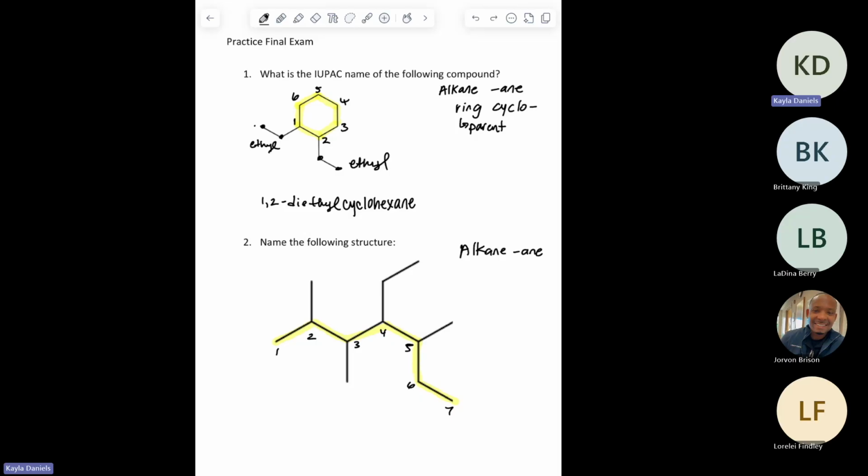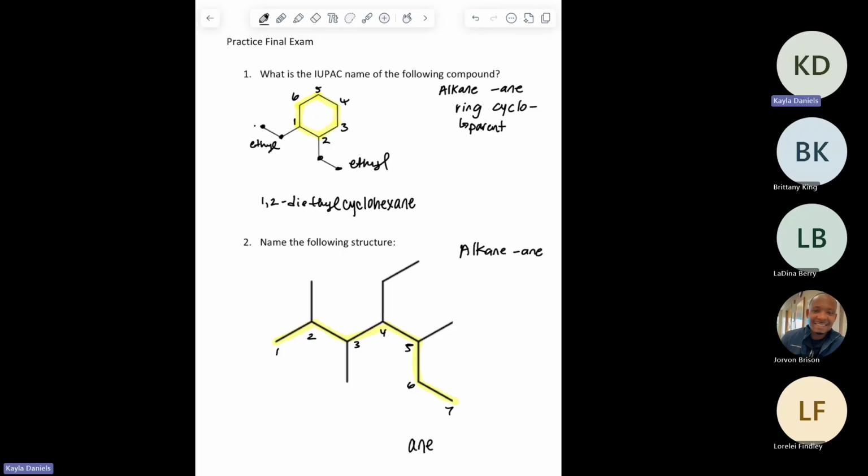Yes, we will want to number it left to right because we want to put these branches at the lowest possible position, right? So we have a branch here at 2, 3, 4, and 5 versus if I went the other way, it would have been 3, 4, 5, 6. So this is right. All right.